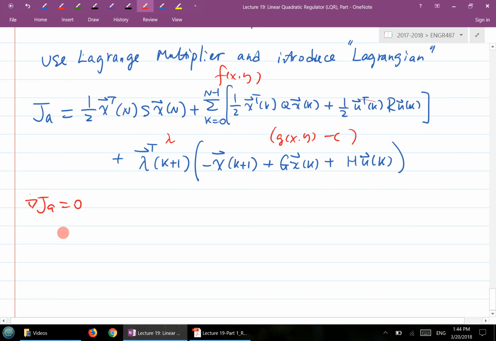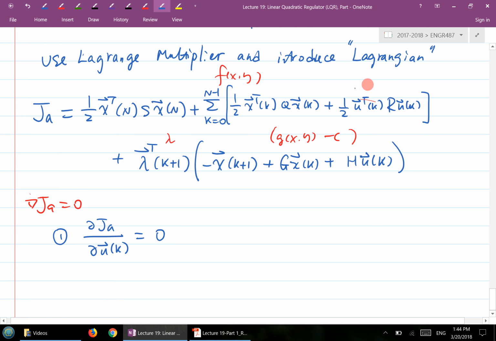So the first equation is the partial of J_A over the partial u_k. Technically there are more than one variable; it depends on how many inputs the system has. So this is the first partial derivative, and you set it equal to 0. Partial of this over partial u_k equal to 0. And what does that leave us?